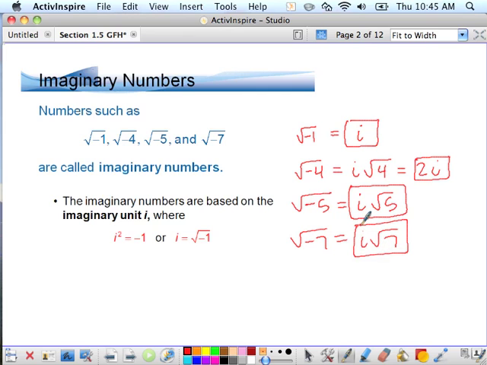Now, some books put the square root first and the i last. I think this book puts the i first, i square root of 7. I think it looks better that way. Plus, it's obvious then that the i is not under the square root. The i is not a part of the square root. It goes out in front.